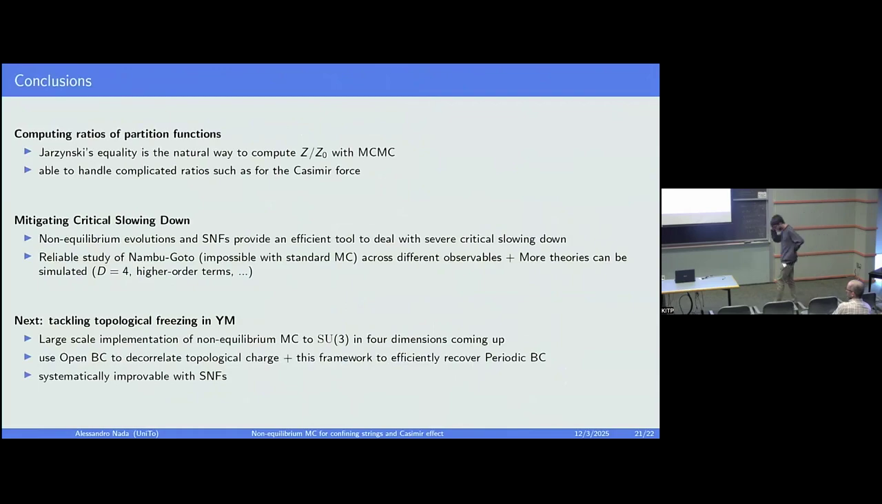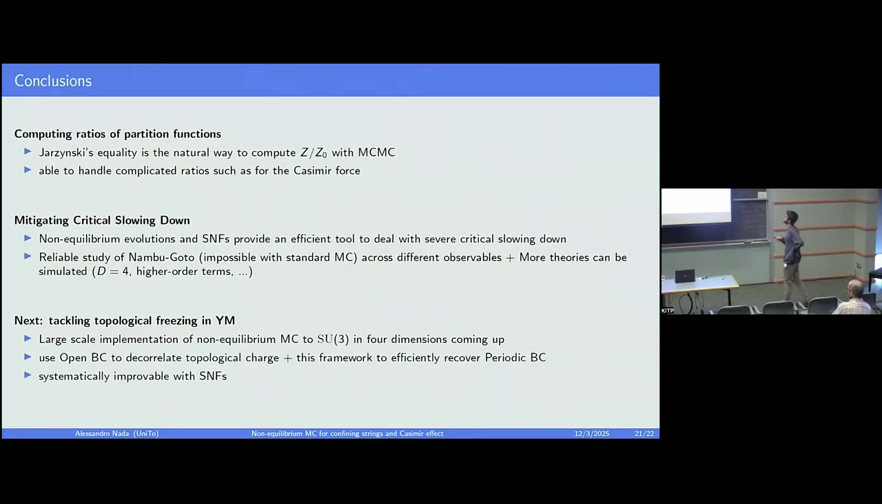So the idea of this talk was to showcase what you can get by giving up the idea of doing all your Monte Carlo simulations at equilibrium, and instead performing them out of equilibrium. First of all, Jarzynski's equality is the natural way to compute ratios of partition functions, and I think it has several applications. And if you have more, we can discuss them.